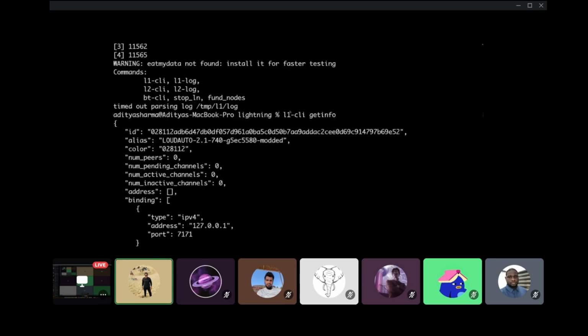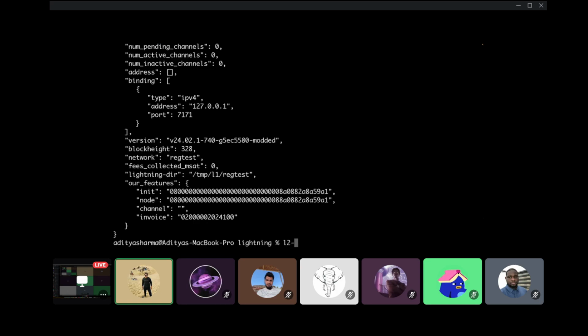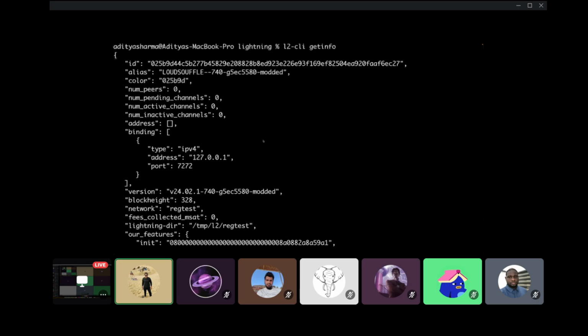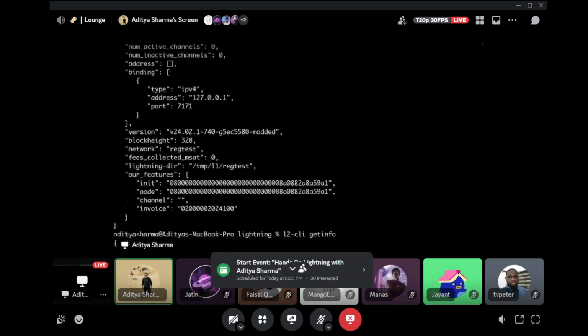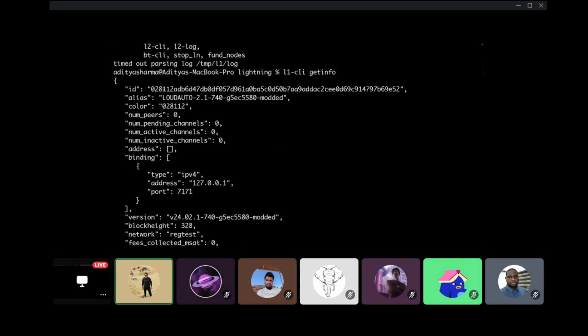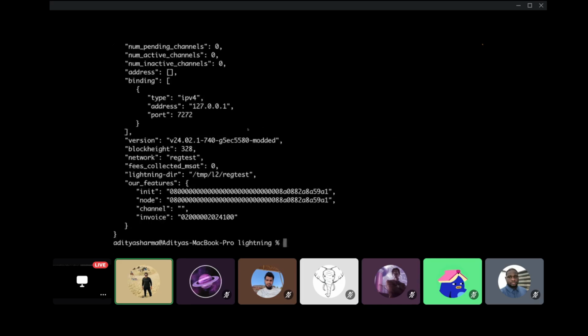This is the first Lightning node that is hosted on this computer, and this is the node ID of this particular node. As you can see, it's hosted on the localhost. This is the localhost IP address. If I run the second node, as you can see, this is l2-cli, and this is the node ID of the second node. It's different from the first one. The first one is 02811. This one's 025B9. So these are two different nodes.